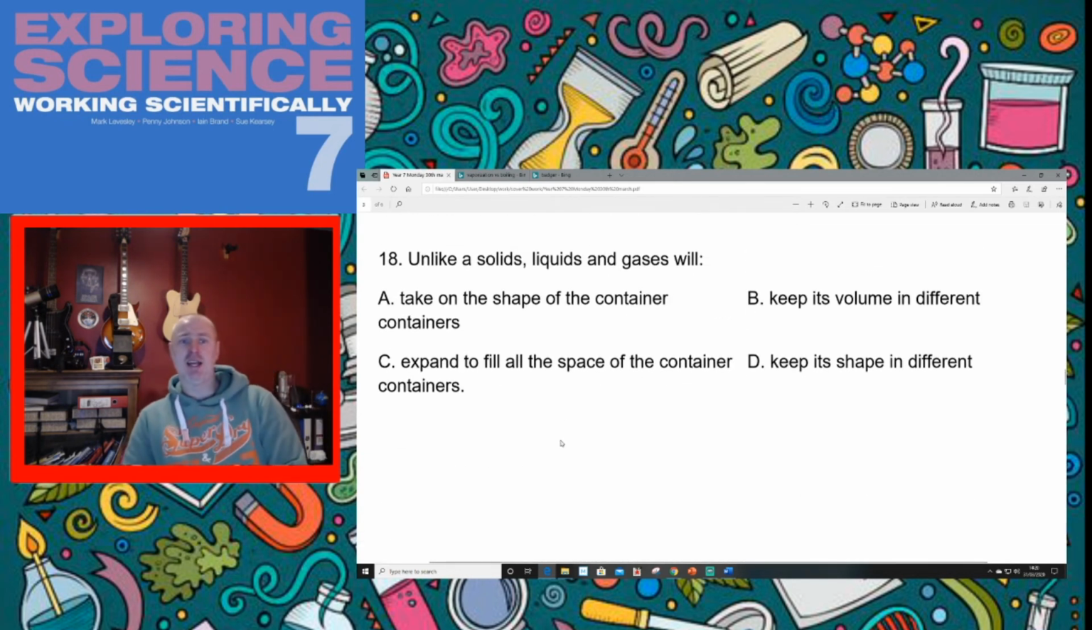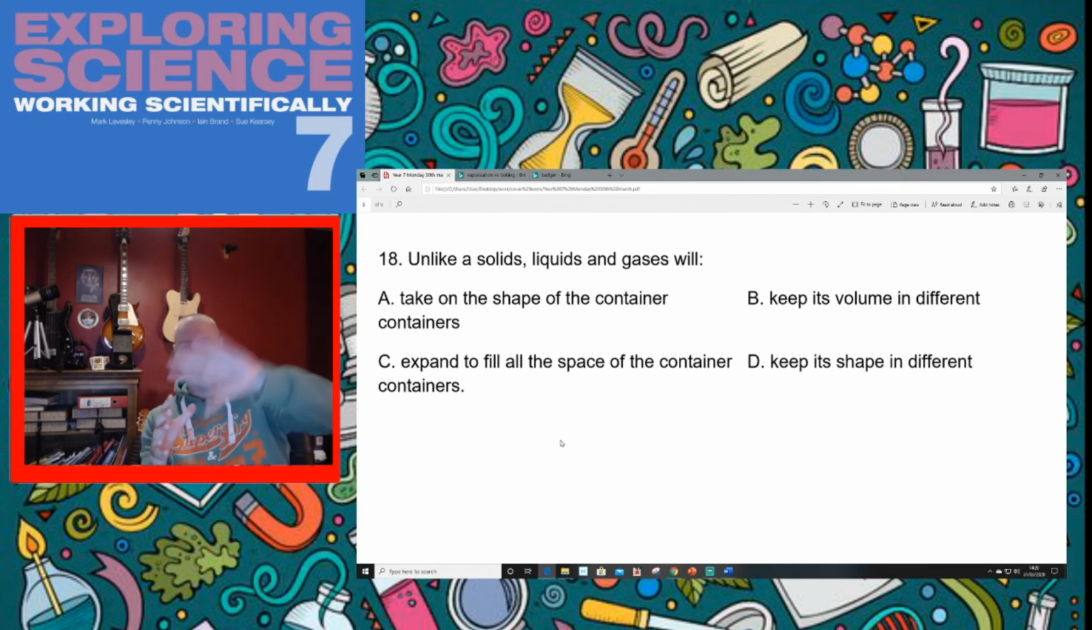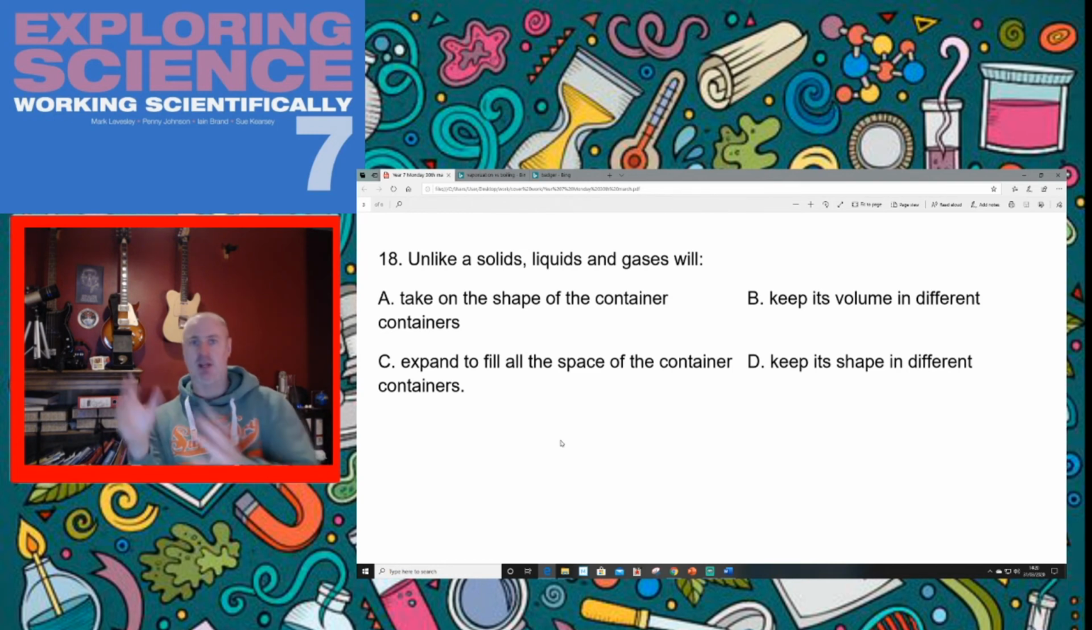Question 18. Unlike a solid, liquids and gases will... This should be getting easy for us now. They will both A, take on the shape of the container. Now, B, keep its volume in different containers, is only going to apply to a liquid. I can take a liquid in a small cup and pour it into a bigger cup, but the volume of that liquid won't change. But if I take a gas in a small bottle and put it in a big bottle, its volume will. C only applies to gases. And D, keep its shape in different containers, well, that's only going to apply to solids. They're the only ones that keep their shape.